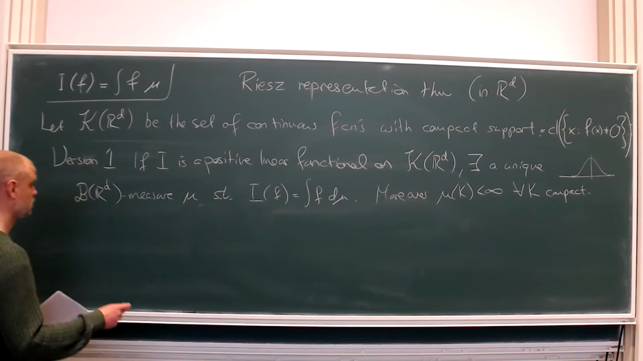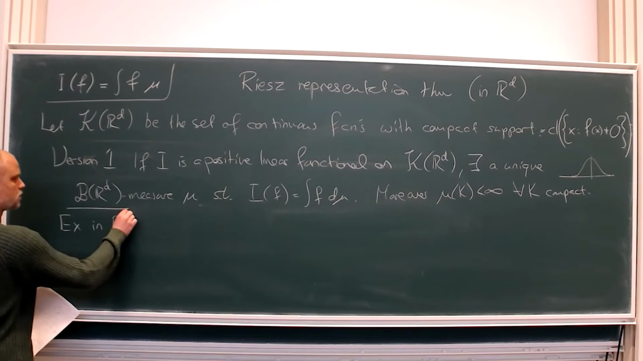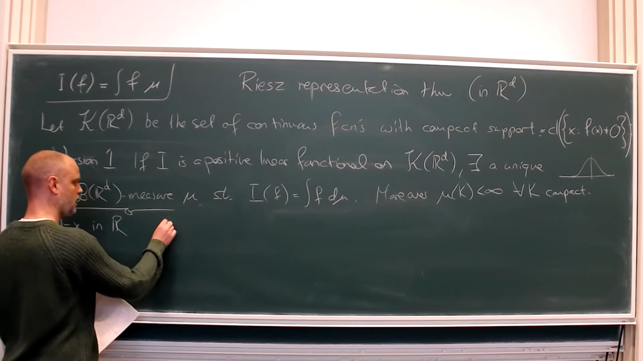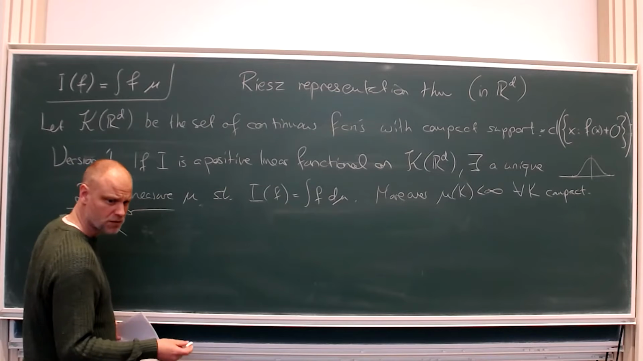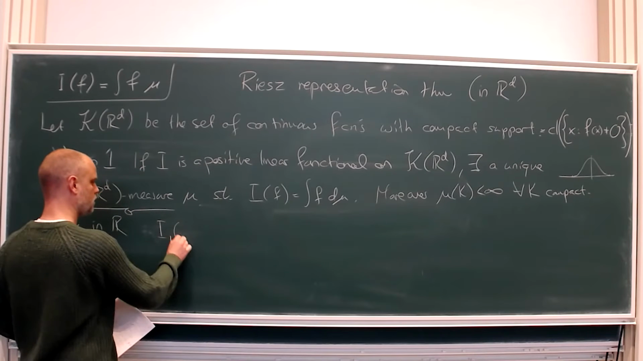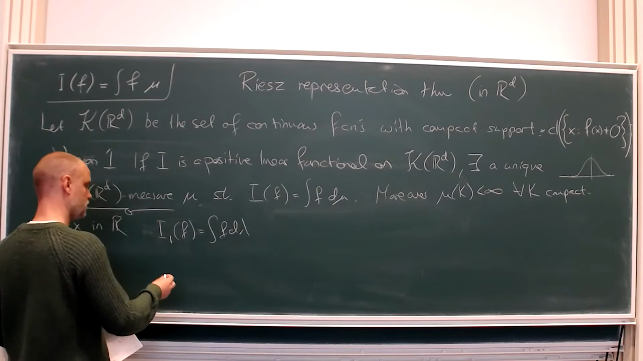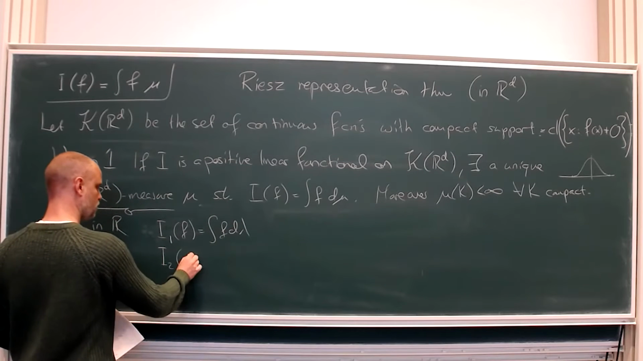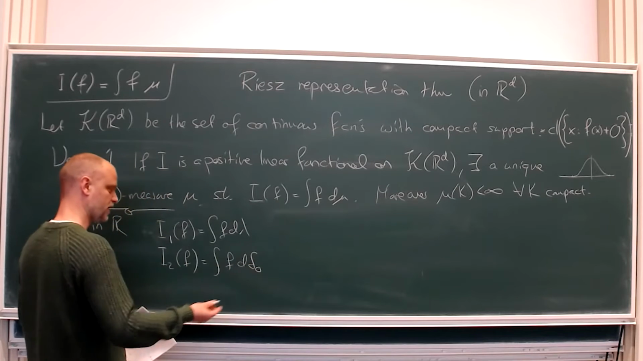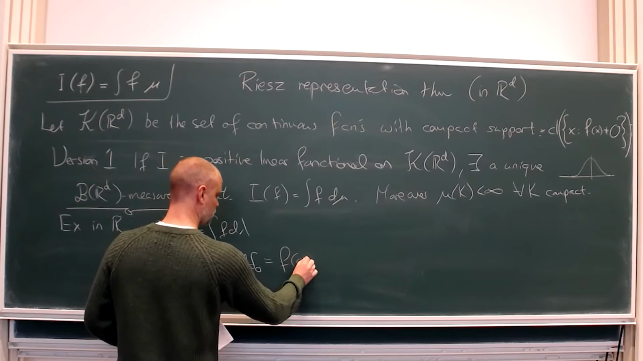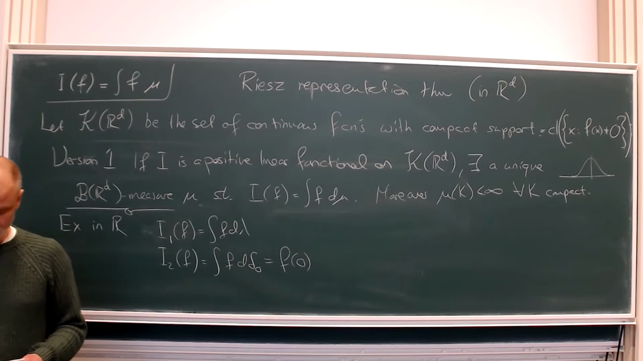So, examples. In R, for example, f becomes mapped to I1 of f equal to the integral of f d lambda. That's one example, and another would be the integral of f with respect to the Dirac measure at 0, which just becomes evaluation at 0. Of course, we can evaluate at any point.